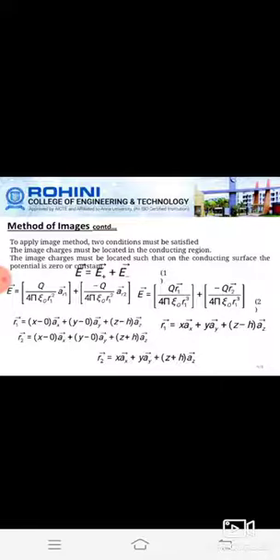So we can write the equation for the electric field at any point above the plane. We replace the plane by the equipotential surface and we get the image of that charge present below the plane. This image charge we write as minus q, located at z equal to minus h.